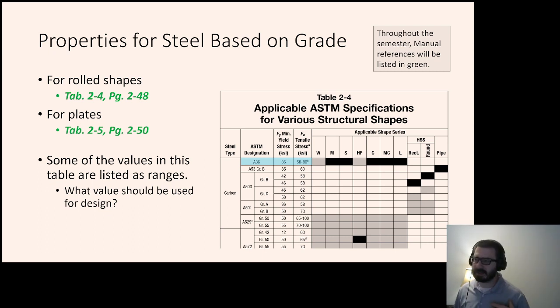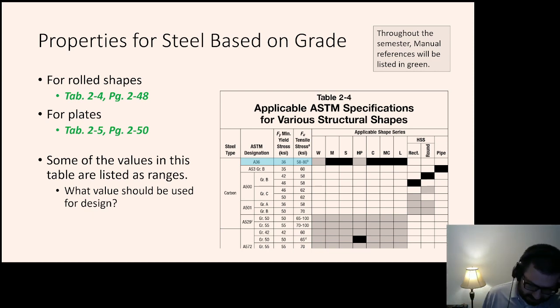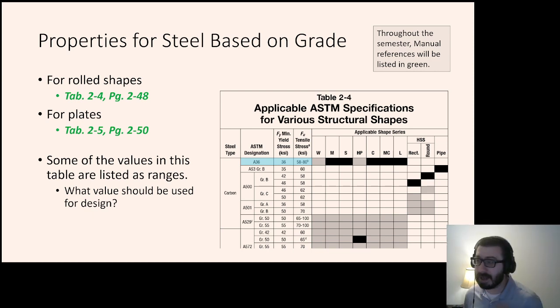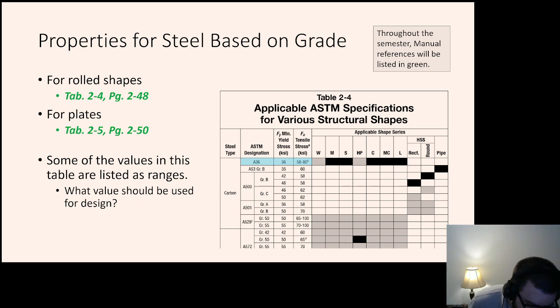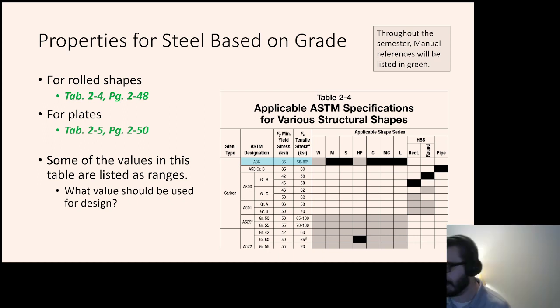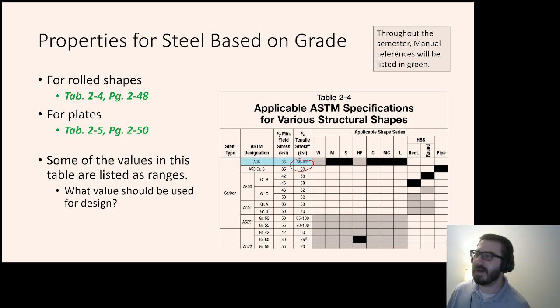The white is for when the material specification doesn't apply, and gray is it does apply, but you probably need to check the availability. I would just sort of assume without any further clarification that the black square associates with the shape that you're looking at. If you're designing with channels, unless otherwise stated, use A36. Now, the other thing that's worth mentioning is some of the ranges. For instance, if you look at Fu for A36 steel, you'll notice that there's a range defined. It's not a single value. It's a range between 58 to 80.